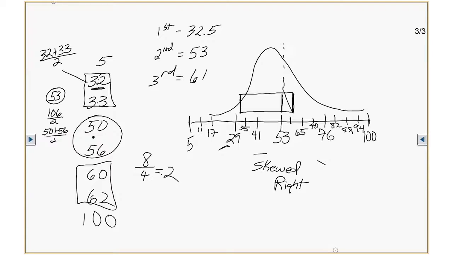Why am I not worried about the number line? Because the number line is not what you're being graded on. The number line is just the number line. It's going to be the same no matter what. This is what you're being graded on. The box plot.